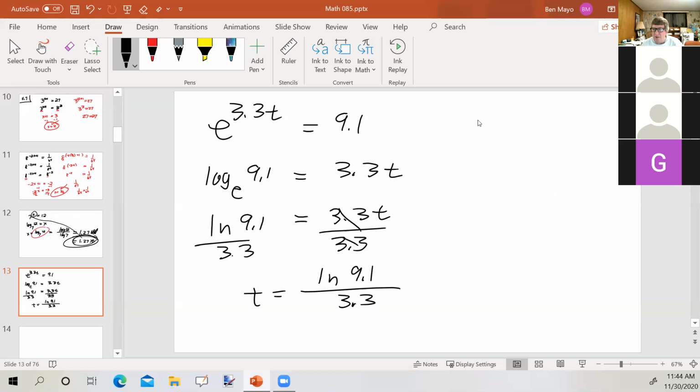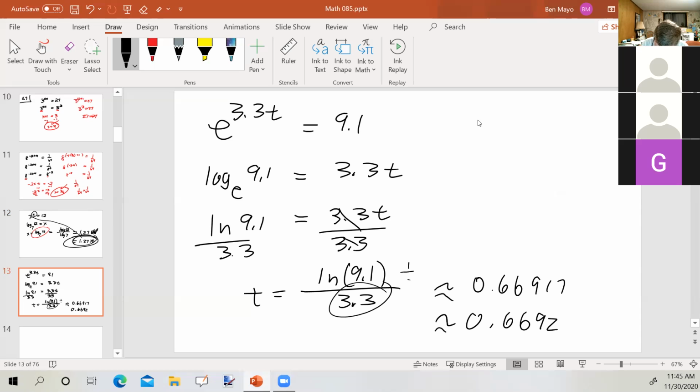Now, it's the natural log of 9.1 divided by 3.3. It's not the natural log of 9.1 divided by 3.3 with only the 9.1 inside. In other words, you're going to close that up before you divide to get that in the denominator. Okay, so natural log of 9.1, close it up with parentheses, divided by 3.3, and I get 0.66917, so 0.6692.